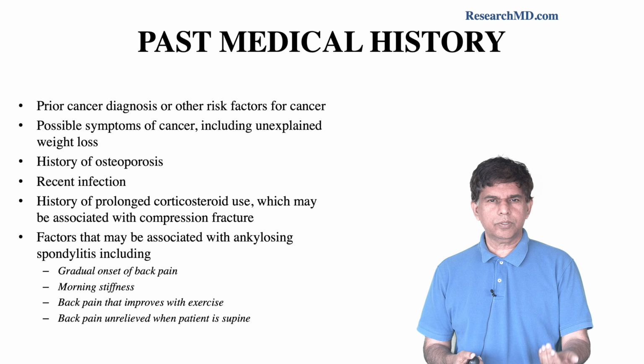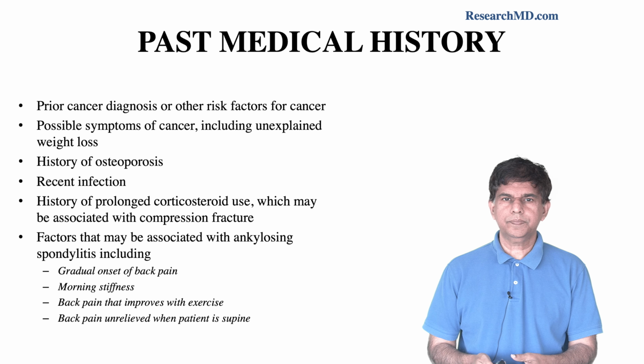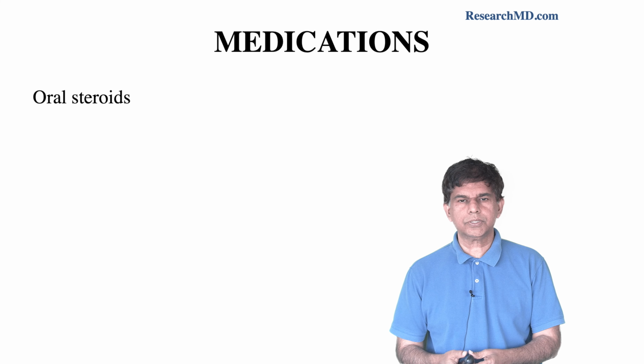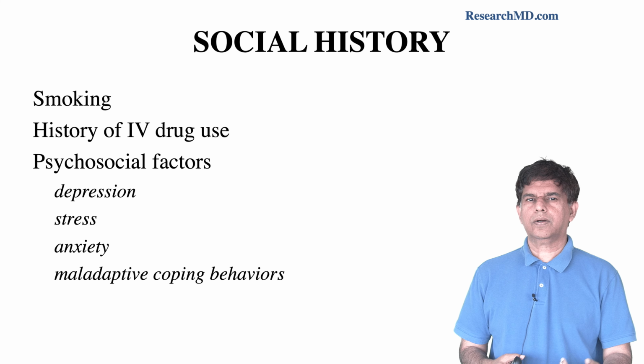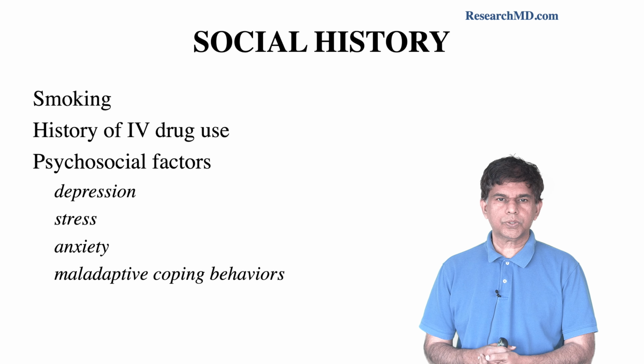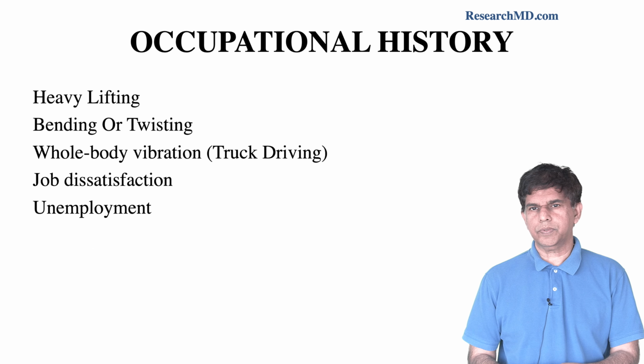Always remember autoimmune diseases like ankylosing spondylitis. Also, medications: be careful with oral steroids, as they can cause fractures. Social history: smoking, alcohol use, and history of IV drug abuse are very important. And psychosocial factors: depression, stress, anxiety, and maladaptive coping behavior, we need to know.